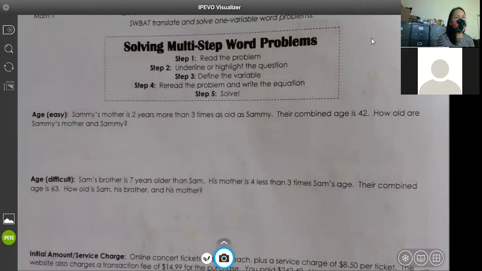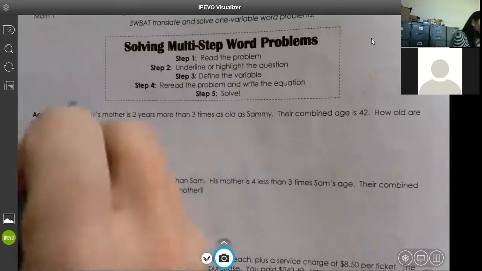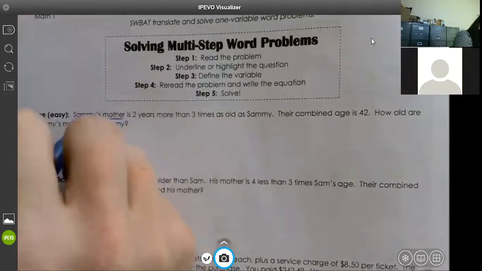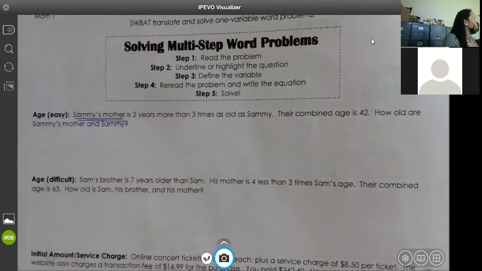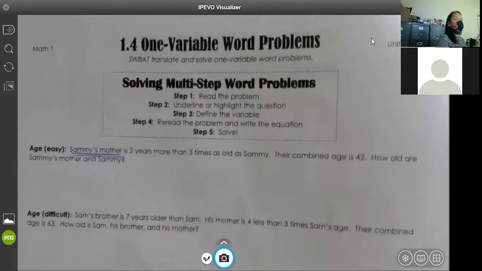The first one says Sammy's mother is 2 years more than 3 times as old as Sammy. Their combined age is 42. How old are Sammy's mother and Sammy? So just take it slow. Take it really slow. It says Sammy's mother. So the way that I like to write this is I like to define it as 1-3. I mean 1-4. Looks like this.